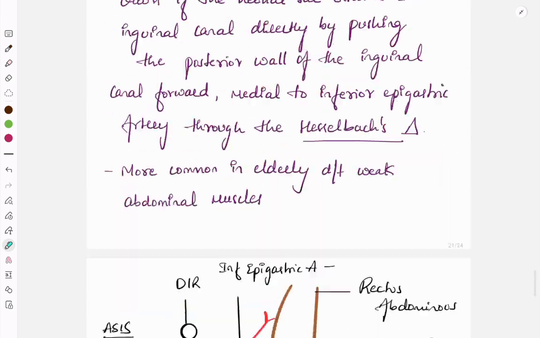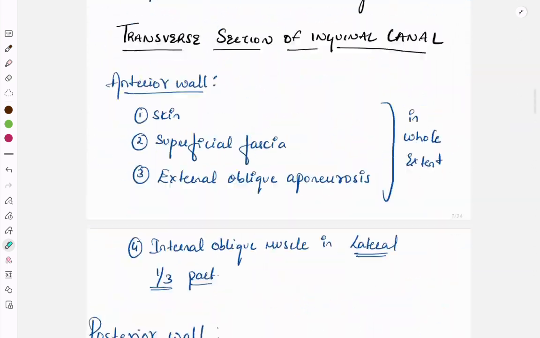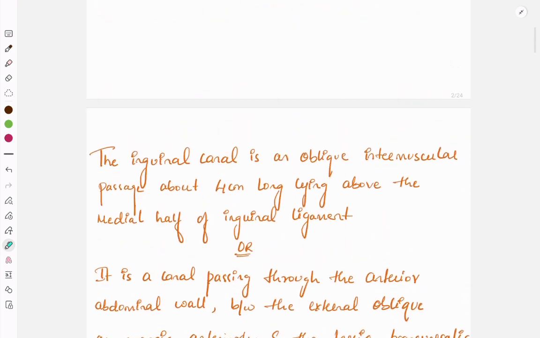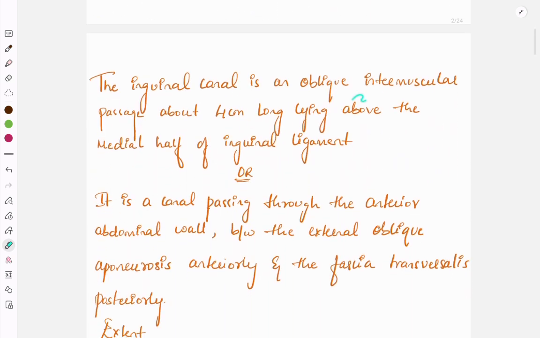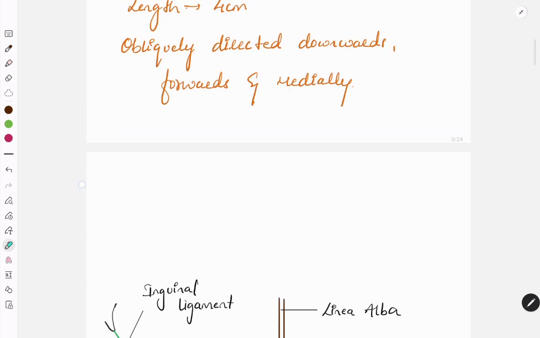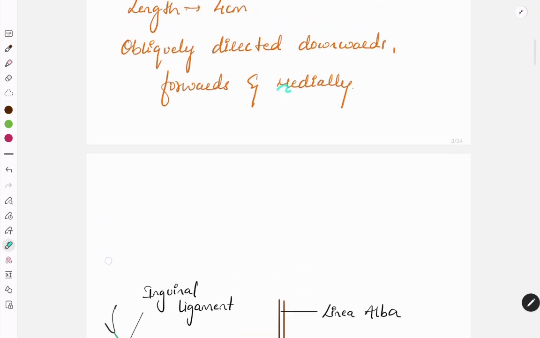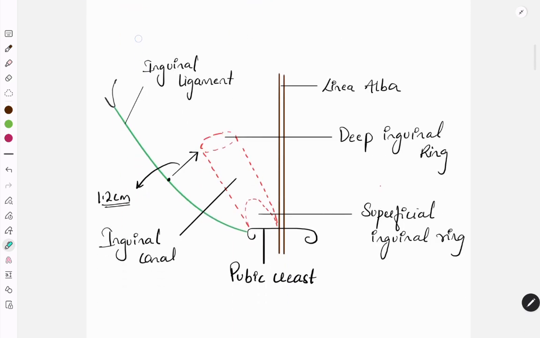I will give you a quick revision so that you remember what we have learnt in this video. First, we learnt what the inguinal canal is. It is oblique, 4 centimeters in length, extending from the deep to the superficial inguinal ring. It is directed downwards, forwards, and medially.